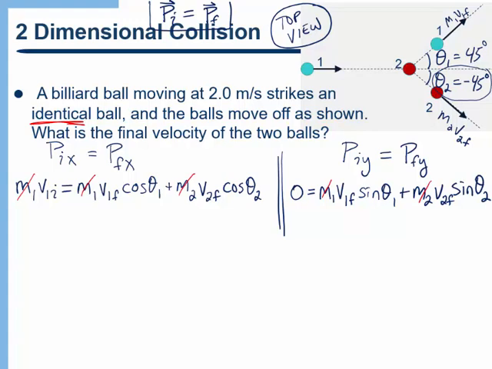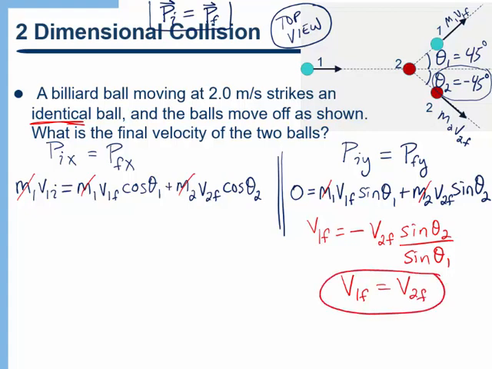If I now look at the y direction, you'll notice that I can rewrite this as v1 final is equal to negative v2 final sine theta 2 over sine theta 1. But since theta 1 and theta 2 are the same angle with just a different sign, that simplifies to v1 final is equal to v2 final. Now, of course, that has to be true here. If the balls are identical and they go off at identical angles, the only way that the y component of the momentum could cancel out is if they have the same magnitude of velocity.